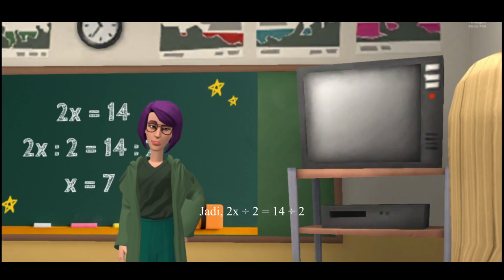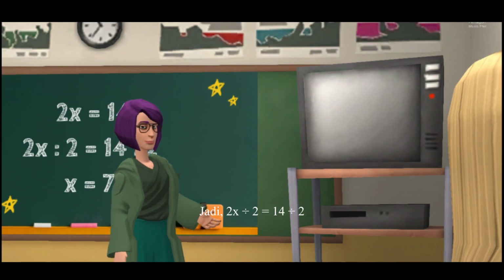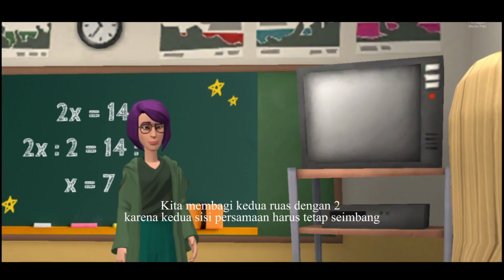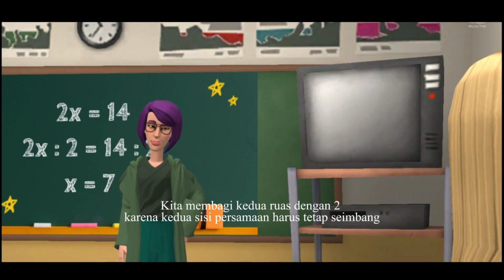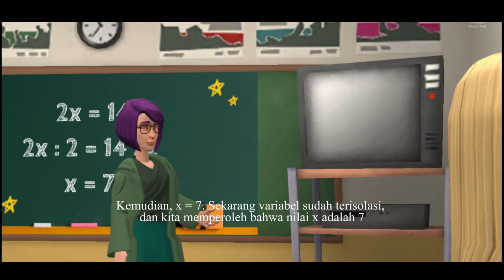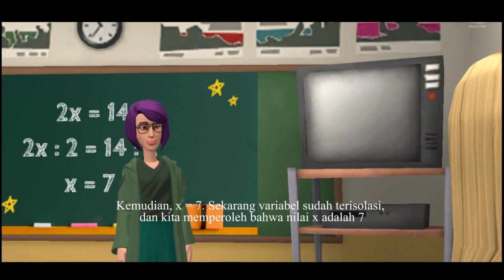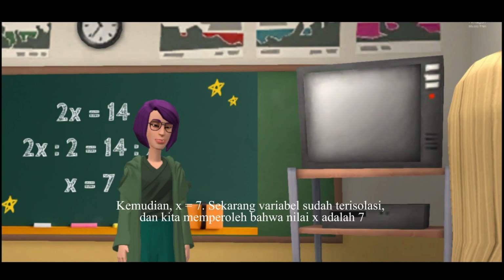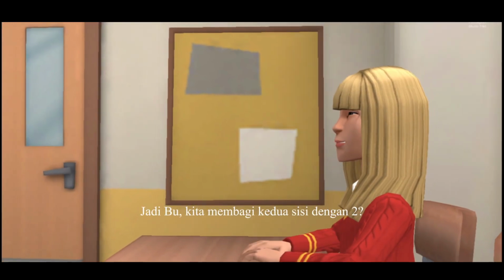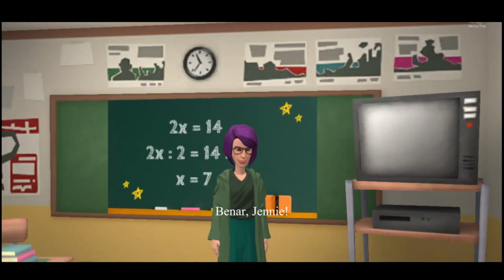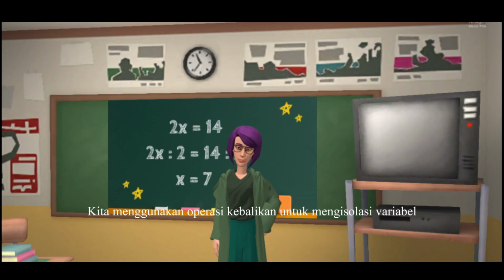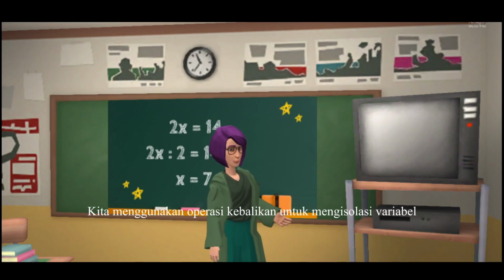So, 2x divided by 2 equals 14 divided by 2. We divide both sides by 2 because both sides of the equation must stay balanced. Then, x equals 7. Now the variable is isolated, and we find that the value of x is 7. So, Miss, we divide both sides by 2? Correct, Jenny. We use the opposite operation to isolate the variable.